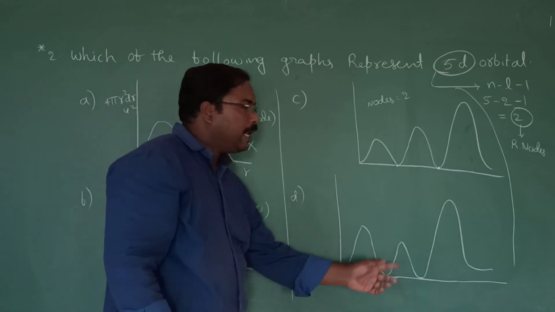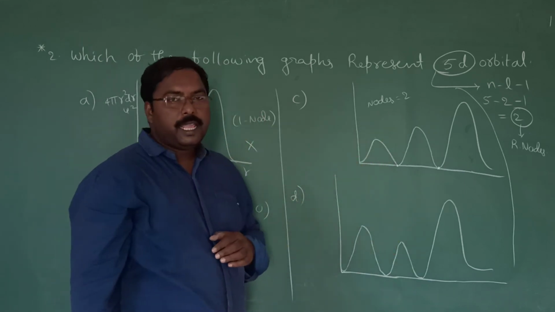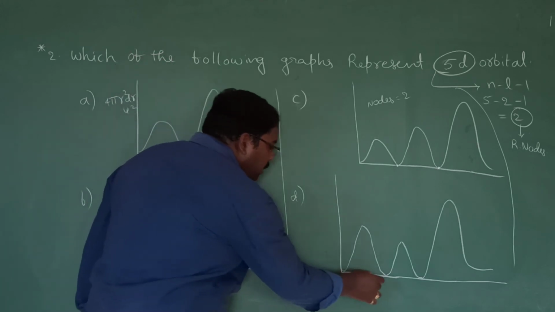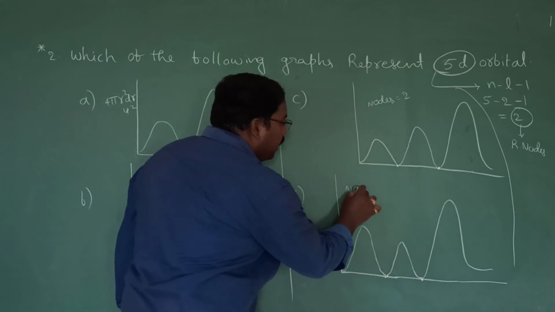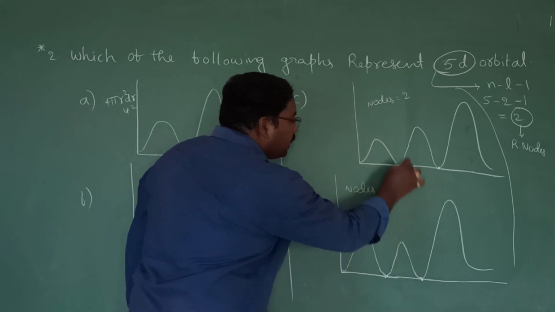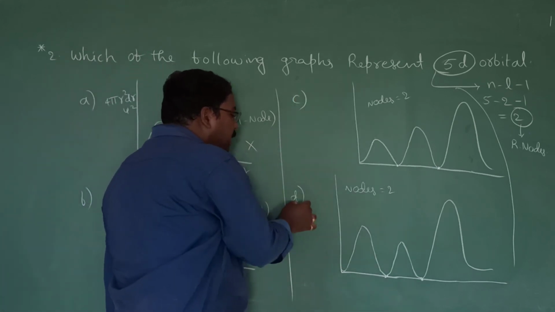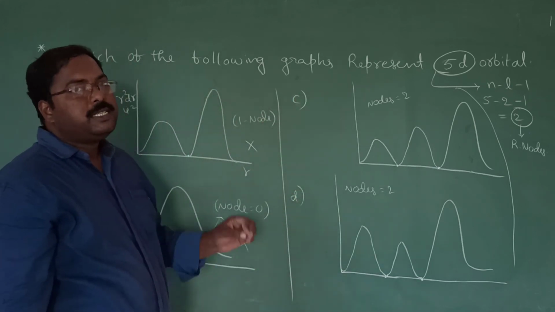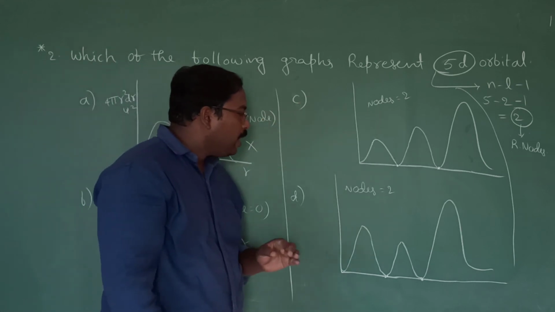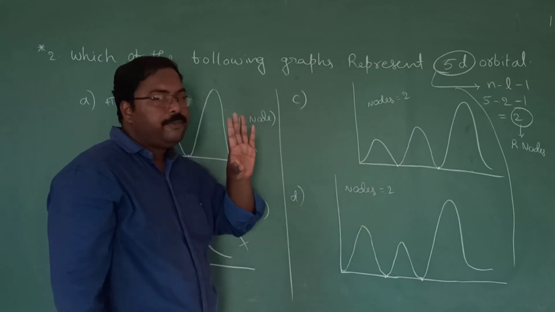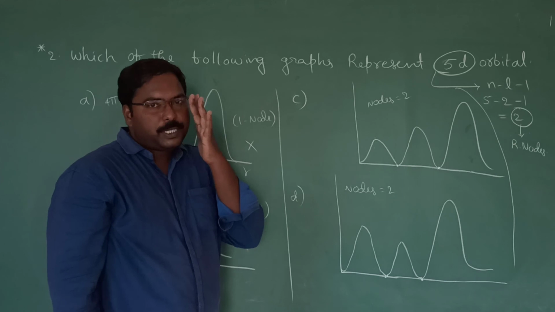Let us check. Can we say option C is the correct answer? No. Let us check option D also. In the case of this fourth option also, we are getting the number of nodes as 2. Okay. Then out of option C and option D, which is the correct graph? I think many of you got the idea. Look at the graph carefully, then tell me your answer. Option C or option D?